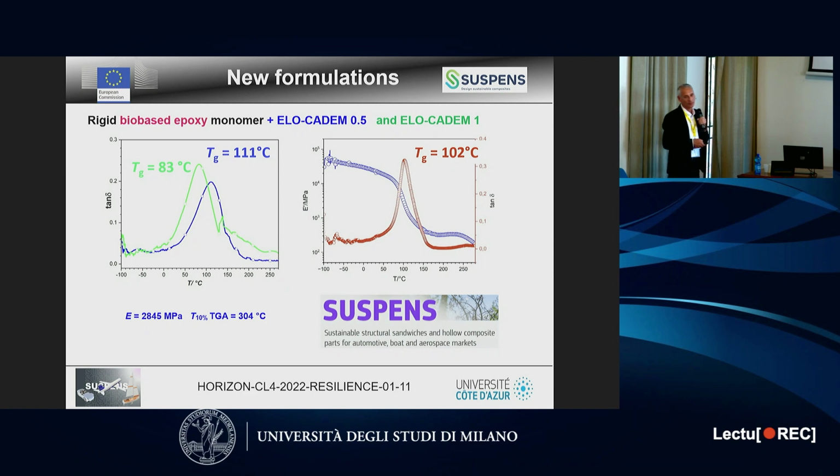So we moved to a more rigid structure. We have used a more rigid bio-based epoxy monomer. It will be published soon, so I did not disclose it. In complement with the formulation that we have, the ELO and the eutectic hardener, you see that in this case, we can reach a high glass transition temperature, from 80 to more than 100 degrees.